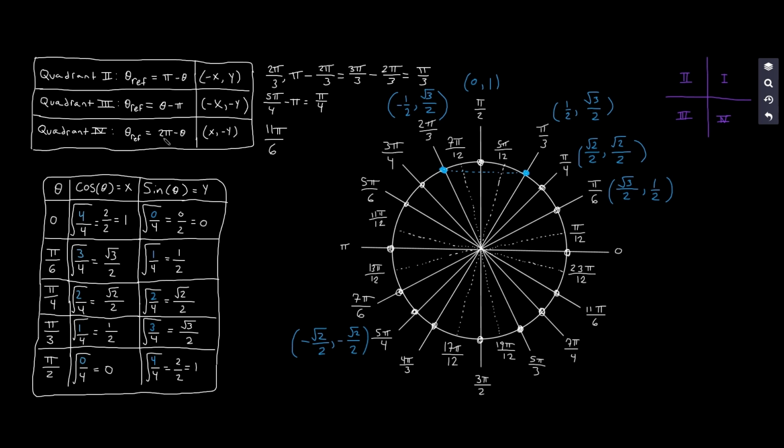So to find the reference angle for 11 pi over 6, it looks like we have to do 2 pi minus 11 pi over 6. 2 pi minus 11 pi over 6 is going to be pi over 6. So we'll take a look at pi over 6 here. And the coordinate points for pi over 6: the x coordinate point is root 3 over 2, and the y coordinate point is 1/2.